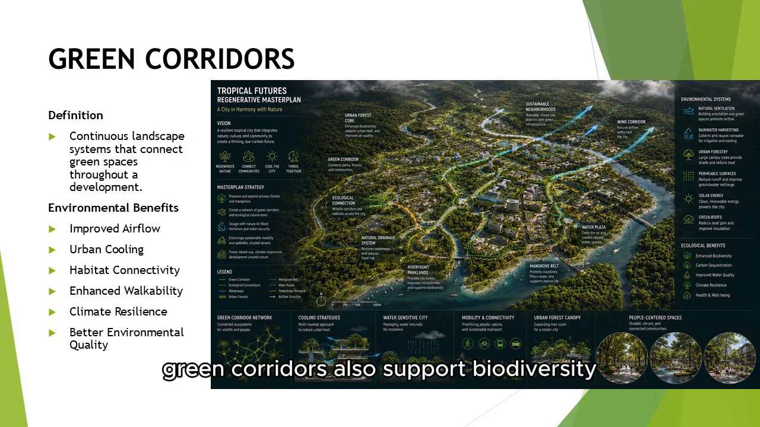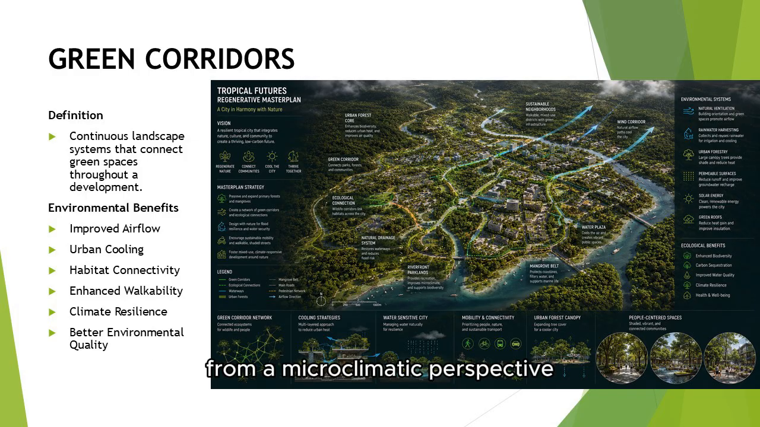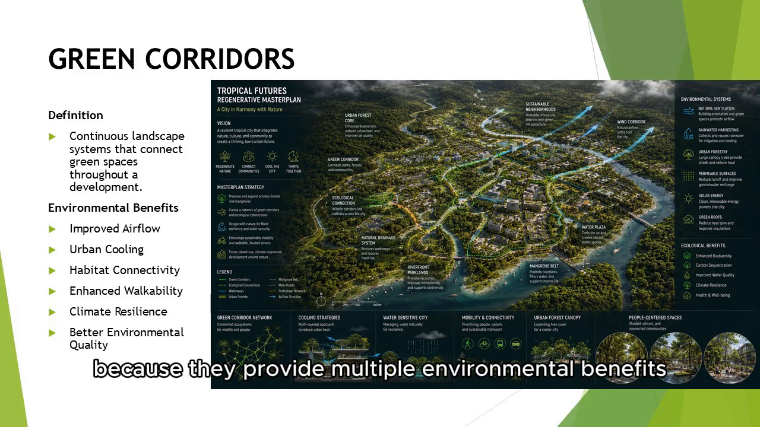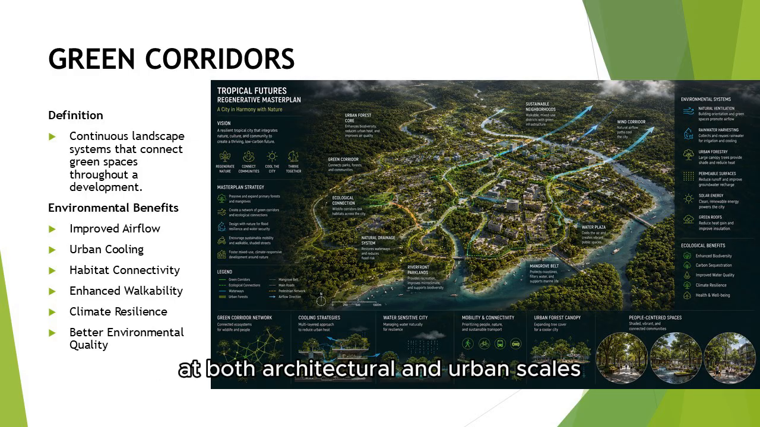Green corridors also support biodiversity by creating habitats and migration routes for wildlife. From a microclimatic perspective, green corridors help distribute cooling effects across larger urban areas. Many contemporary sustainable cities are investing heavily in green corridor systems because they provide multiple environmental benefits simultaneously. This demonstrates how landscape planning can operate at both architectural and urban scales.